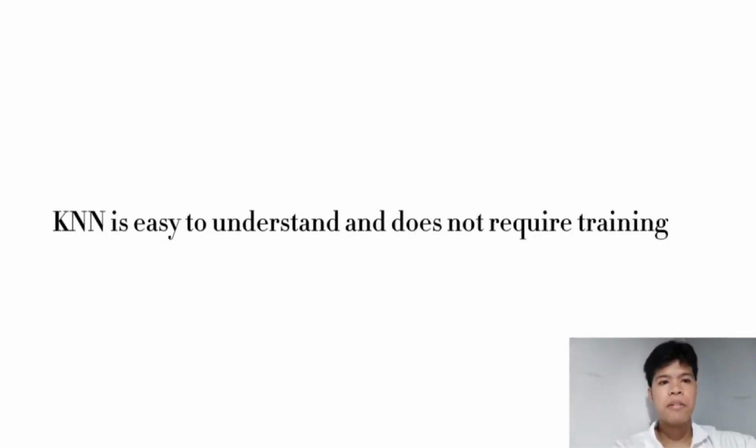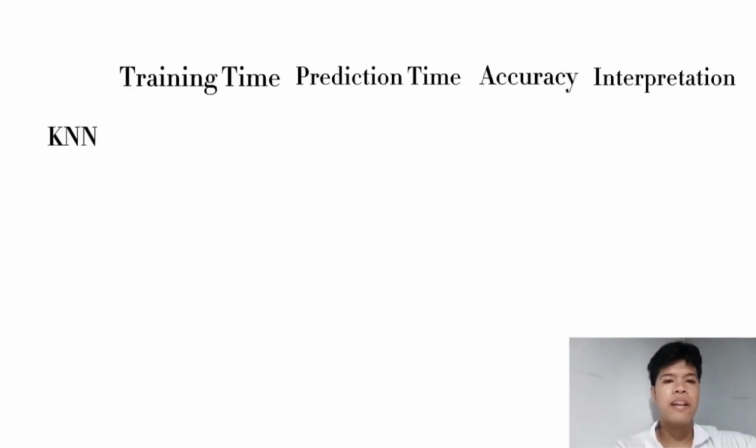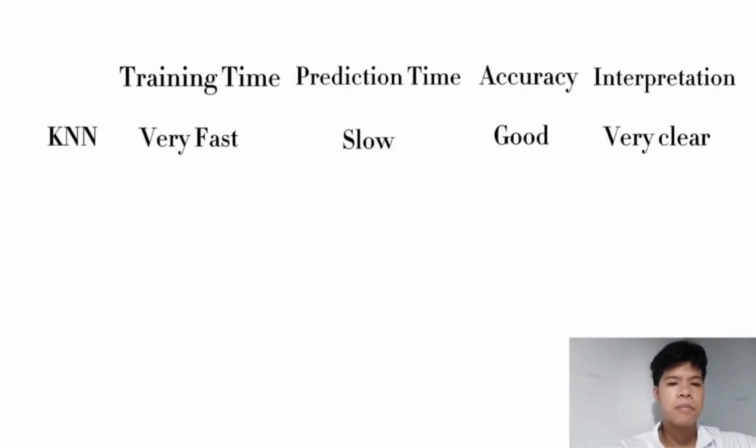KNN is slower than most algorithms when making predictions, but it's easy to understand and doesn't need any training before use. Let's look at how KNN compares with others. K-nearest neighbor is very easy to understand. It doesn't need training, so it's fast to set up. But when it makes predictions, it can be slow, especially with large data. It gives good results and is very clear to explain.